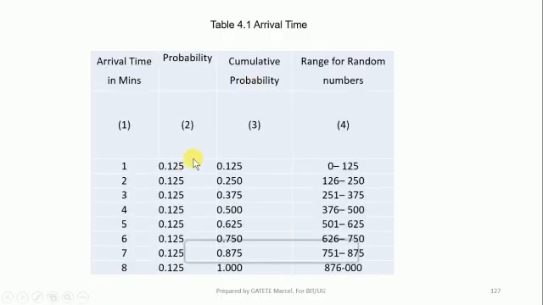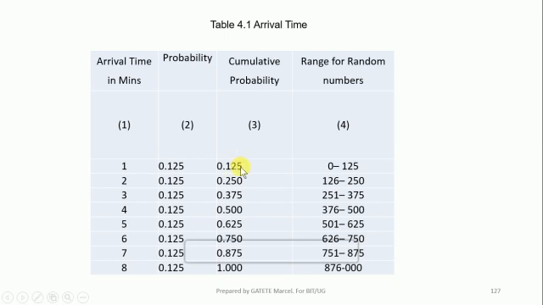So we have the arrival time in minutes, ranging from 1 to 8. The probability, as we saw, is 0.125 for each customer. So the cumulative, I will take this for the first customer. It is the cumulative probability for the first customer, it is only this one.